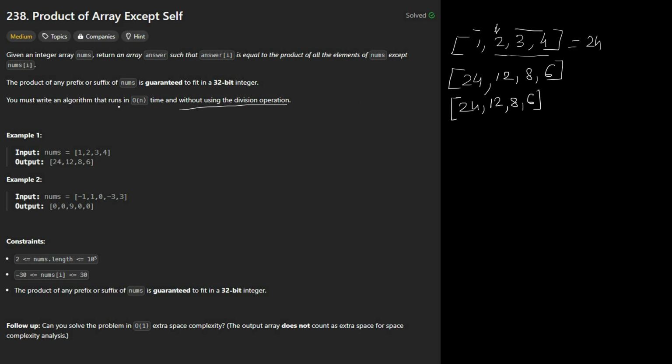One way is to do a big O of n pass and multiply twice the value. But here we have to ensure that the algorithm is running at big O of n. So one way of doing this is with the help of postfix and prefix multiplication. So let us take this example.